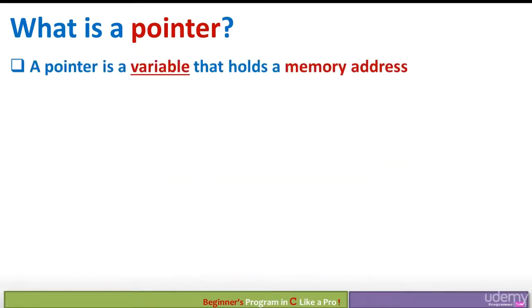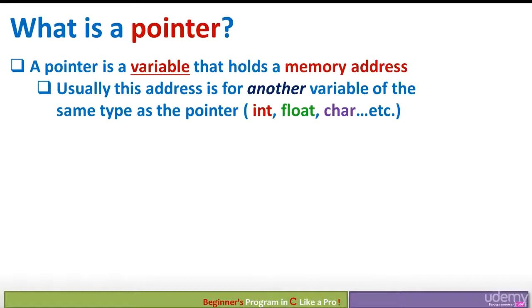What is a pointer? A pointer is a variable that holds a memory address. Usually this address is for another variable of the same type as the pointer. For example, if the pointer is pointing to an integer variable, then it's called an integer pointer. I want you to understand that a pointer is just a variable in memory. It will take some memory space of its own, but the value inside it is going to be a memory address of another location in memory.